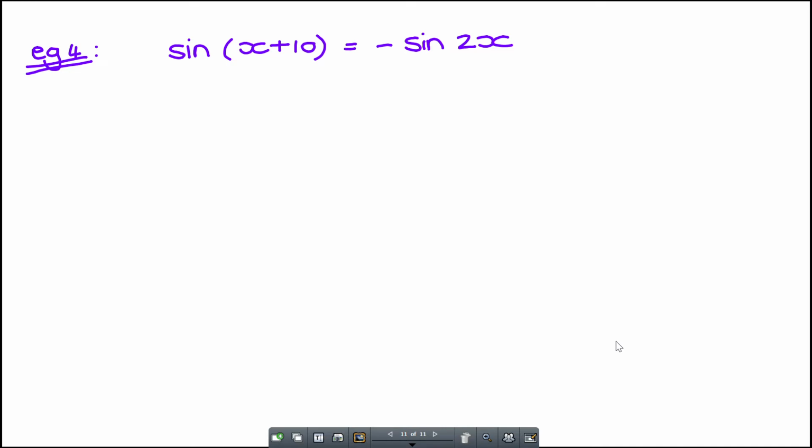Now, sine is what? Positive or negative? Negative. So, in which quadrant would it then be? Yes, quadrant 3 and quadrant 4.